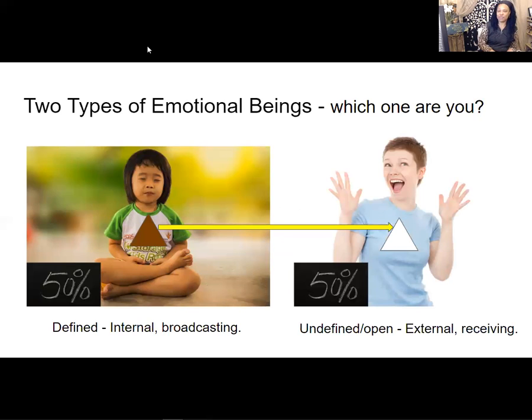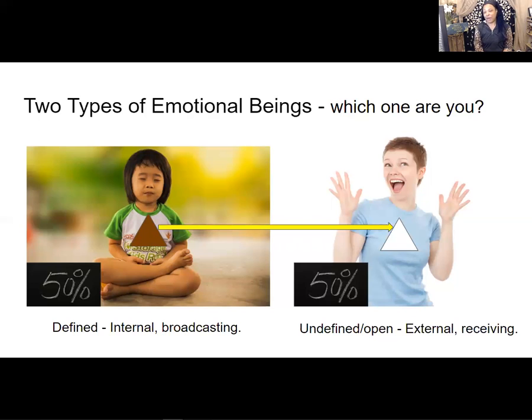So through the lens of human design, there are two types of emotional beings. And I know that most of you guys that are already here, that are watching, you already know which type of emotional being you are. If you don't know and you're watching either live or on the replay, you can probably discern without actually seeing your chart based on what I'm going to share with you right now. So there are two types of emotional beings.